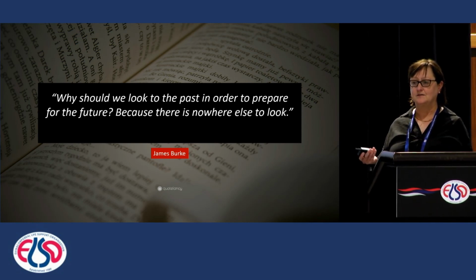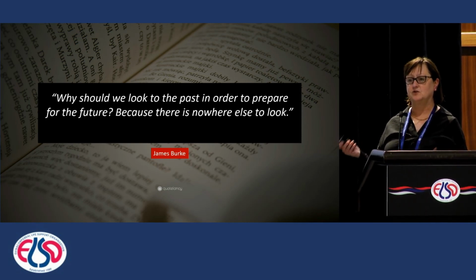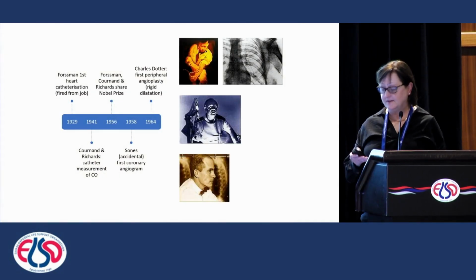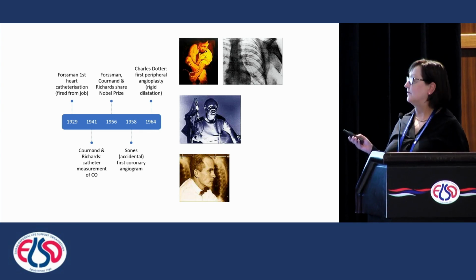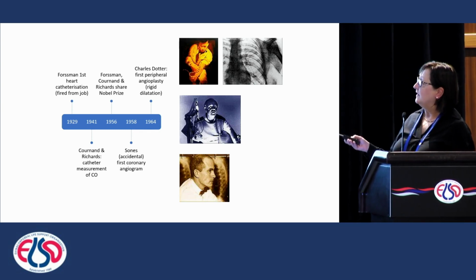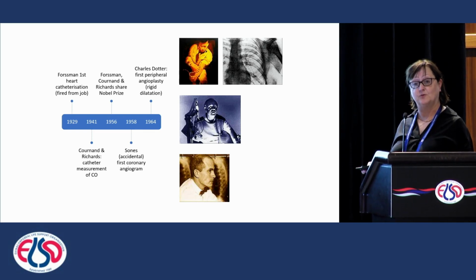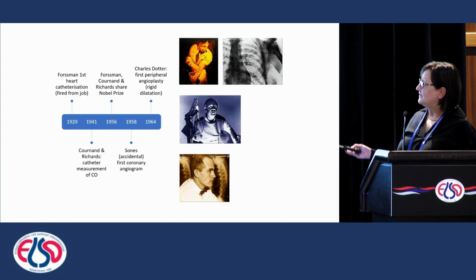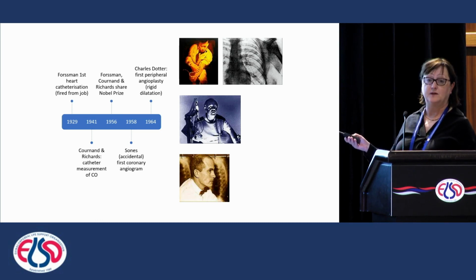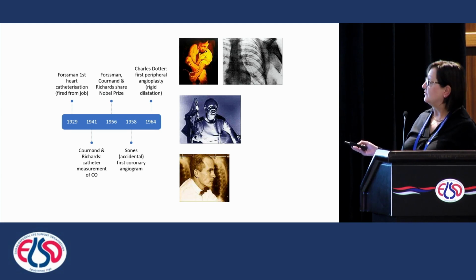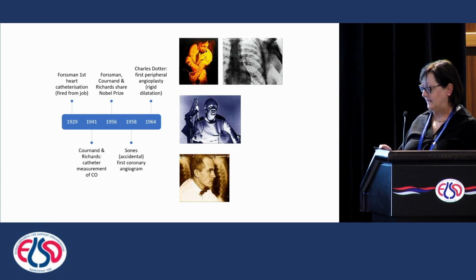We're talking about the heart, and in order to understand where we're going to go in the future, we have to look back a little bit and see where cardiology has come from. So these are some of the key points in cardiology, how things change. In 1929, the first heart catheterization was undertaken by Forssmann, who was sacked from his job after he did that. In 1941, Cournand and Richards measured the cardiac output, and the next year, these guys, Forssmann, Cournand, and Richards, shared the Nobel Prize. Sones undertook the first accidental coronary angiogram back in 1958, and Dotter did the first angioplasty, which was peripheral, in the 1960s.